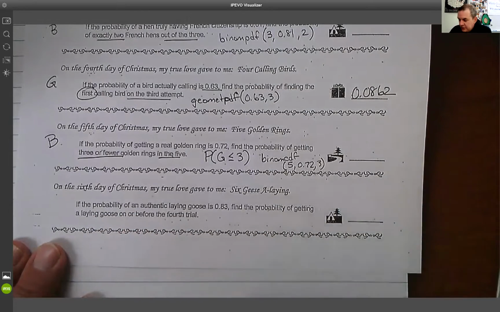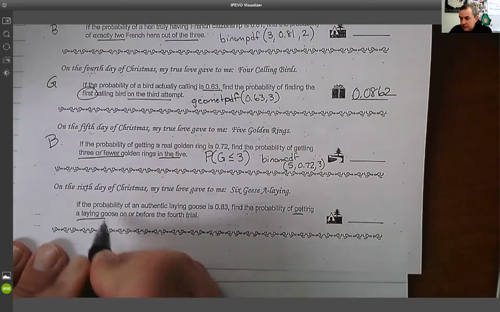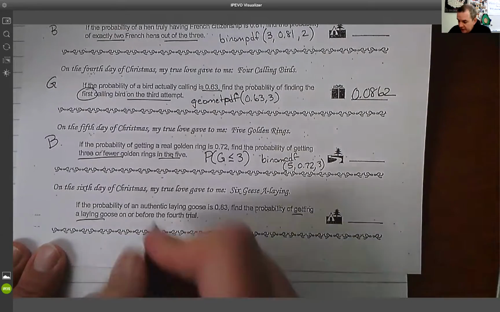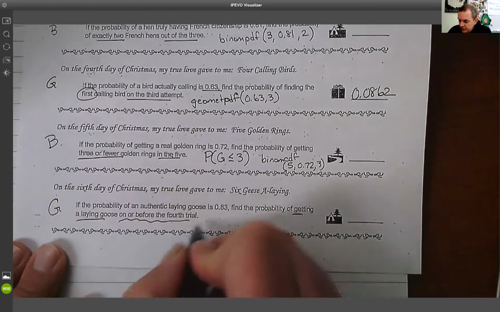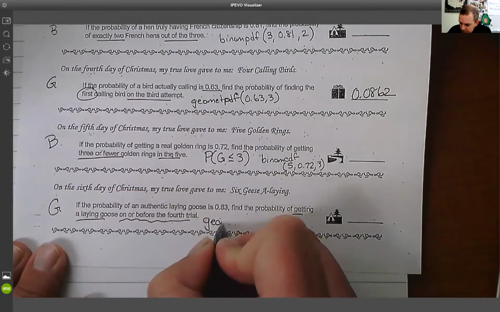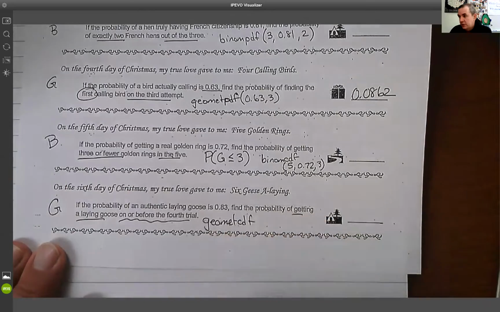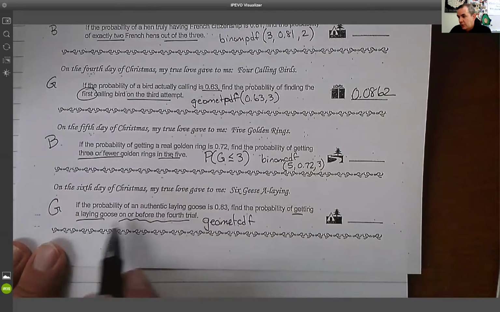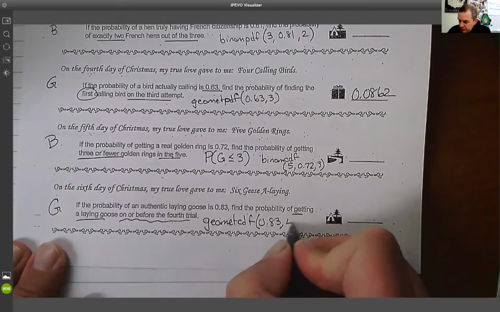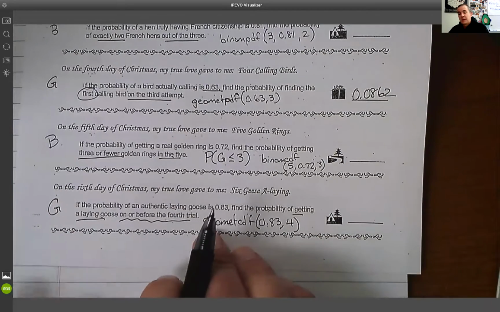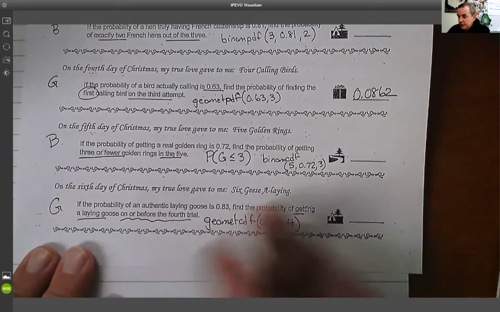So this, it doesn't say first, but we want to get a laying goose. So we're looking until we get a laying goose on or before. So this is a geometric set, and this is going to be a geometric CDF. The reason it's going to be a cumulative one is because we're saying on or before the fourth. So we're going to do 0.83, 4, and that's going to figure out the probability of getting it the first time, the second time, the third time, the fourth time. All 4 individual events, add them up. That's what that's going to do.